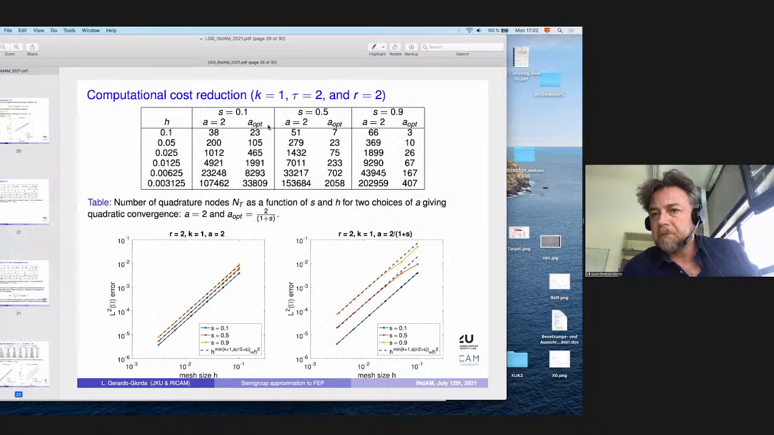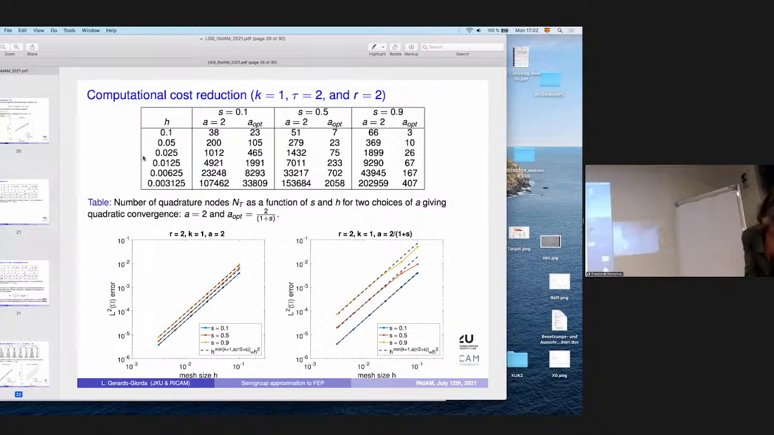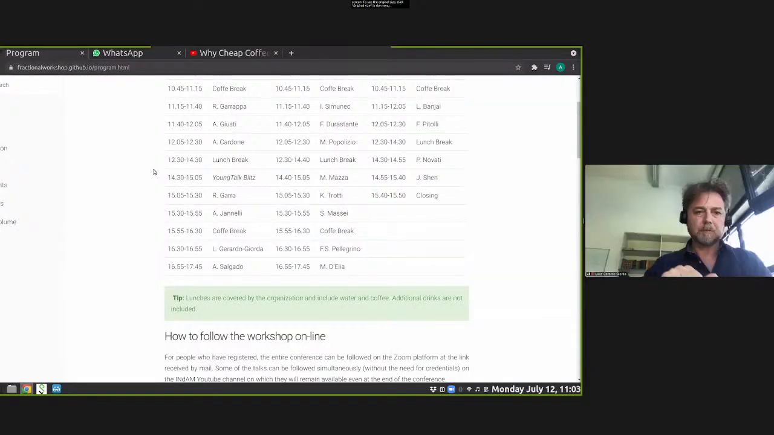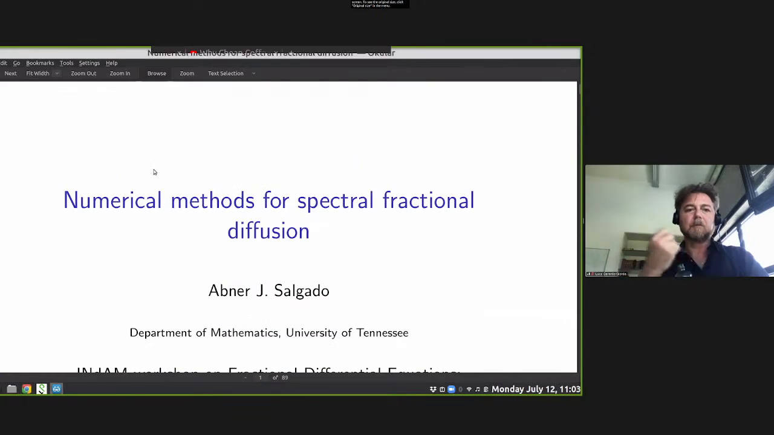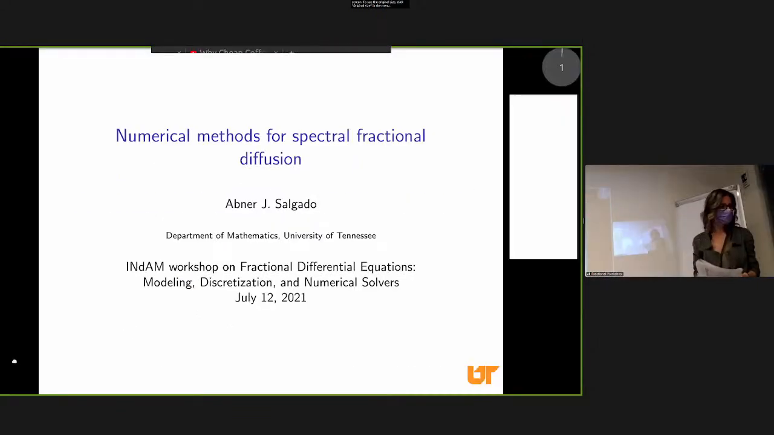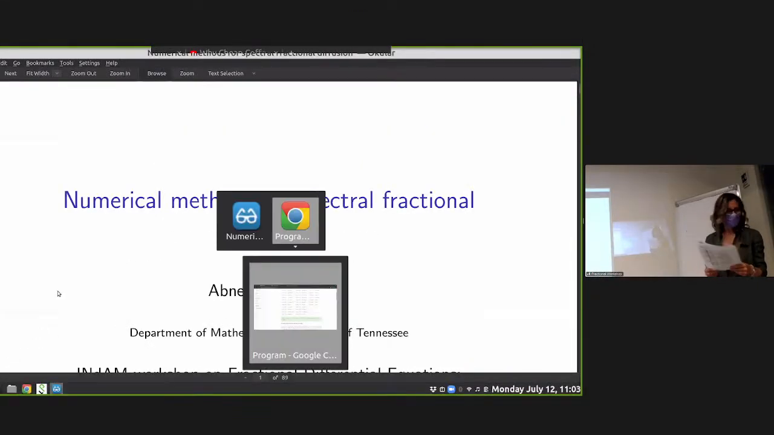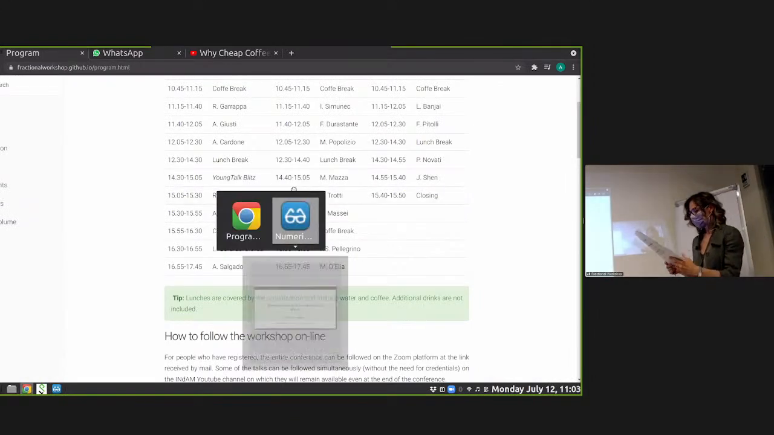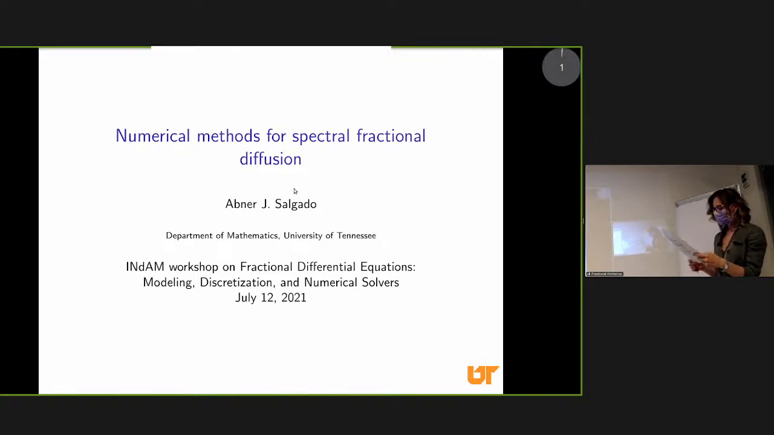Okay. So thank you very much again. Thank you. And now we have the last keynote speaker of the day, Professor Abner Salgado, from the University of Tennessee. He will talk about numerical methods for spectral fractional diffusion.